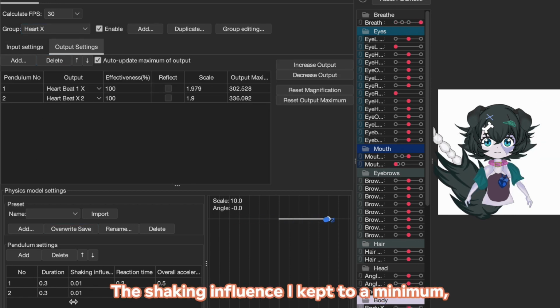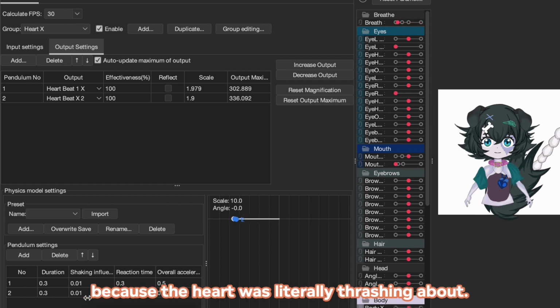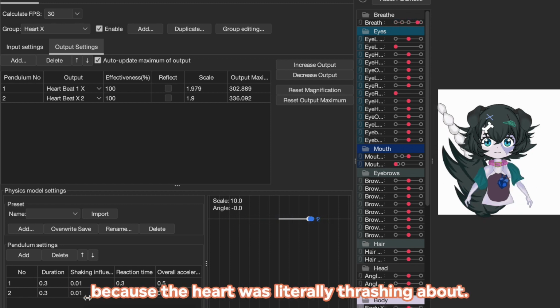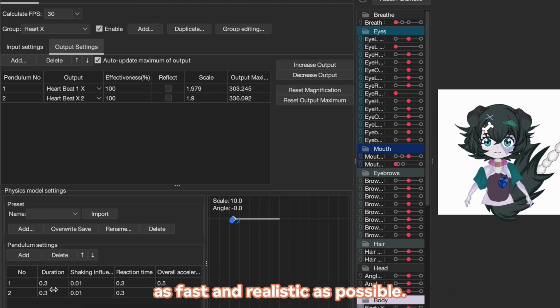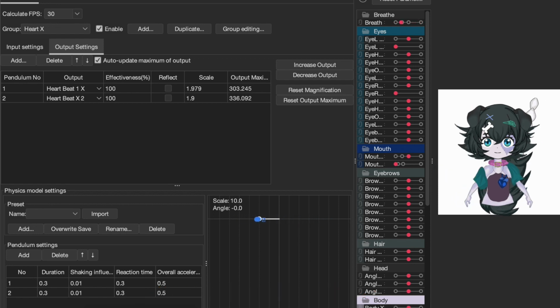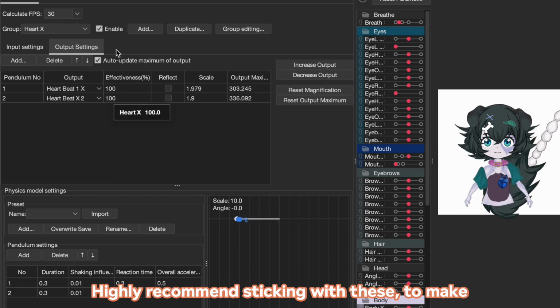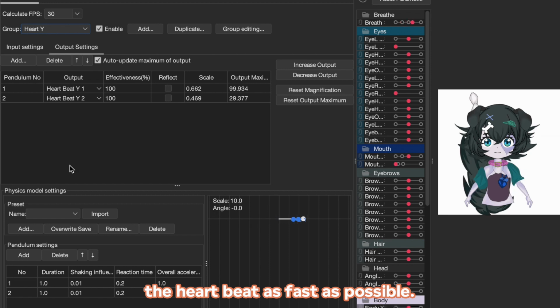The shaking influence I kept to a minimum because the heart was literally thrashing about. Same with duration, to make it look like it's beating as fast as realistically possible. I set the reaction time over saturation a bit. I highly recommend sticking with these to make the heart beat as best as possible.